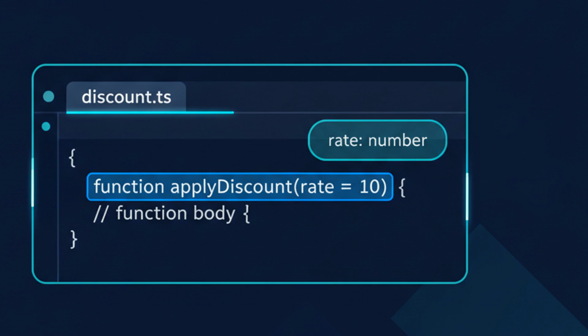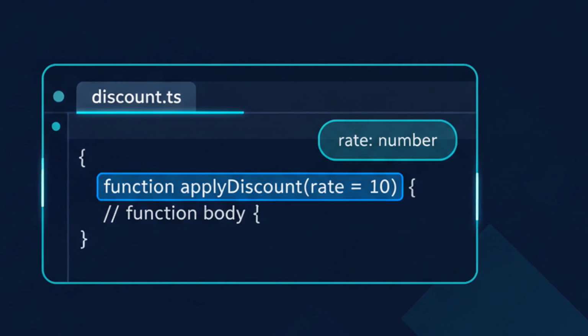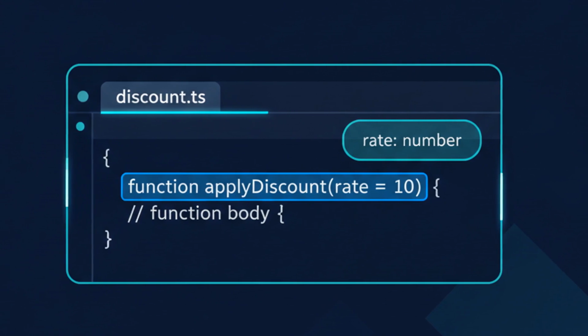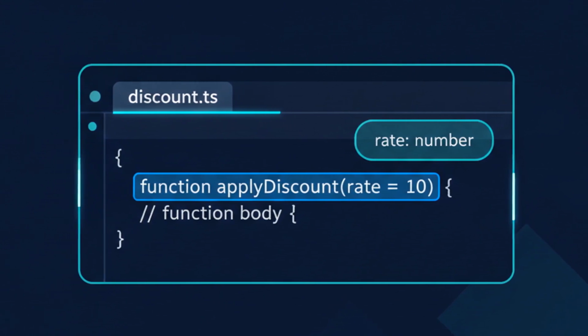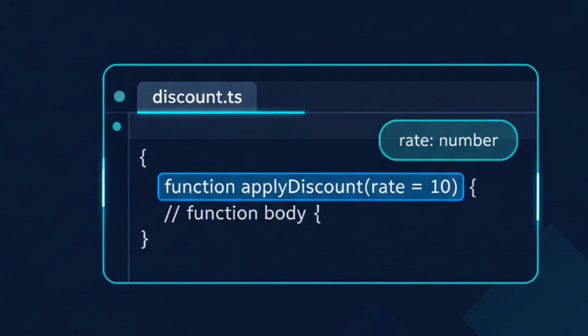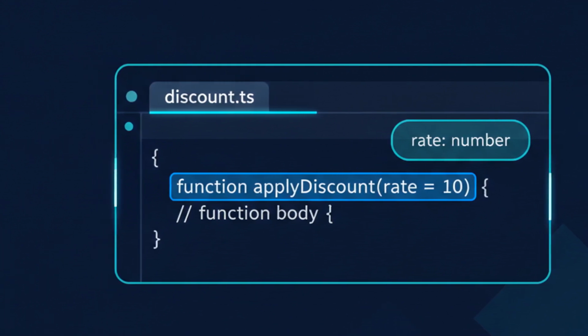Here's a neat trick. When you give a default value, TypeScript can often figure out the type for you. Since the default is the number 10, TypeScript already knows the parameter is a number. You can drop the explicit type annotation. That said, writing it out is still good practice when you're learning. It makes your intentions crystal clear to anyone reading the code.